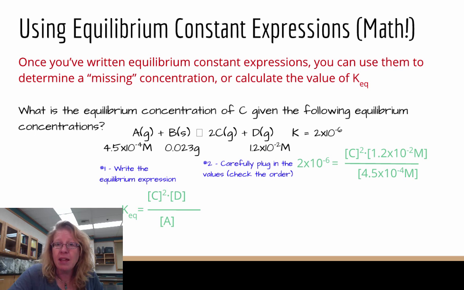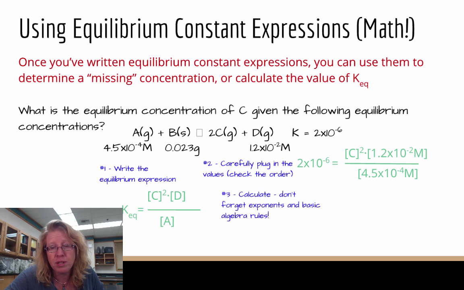You're given the K, so that goes on the left because KEQ equals, and this is your value of K. Our concentration of C is our unknown. That's what we're trying to find. It's going to be squared, so you've got to be careful with that. This right here, 1.2 times 10 to the minus 2, is our concentration of D, and then it's going to be divided by the concentration of A. That part about the grams of B is left out because, again, it's kind of a trick. It's a heterogeneous reaction. It's just not in there at all. And then the next part is just algebra, solve for C in this case, and figure out what it is.